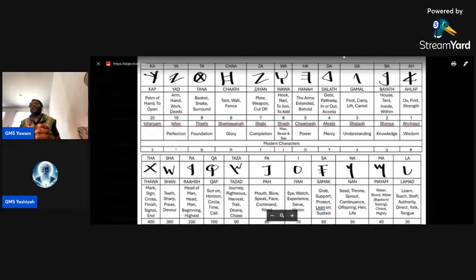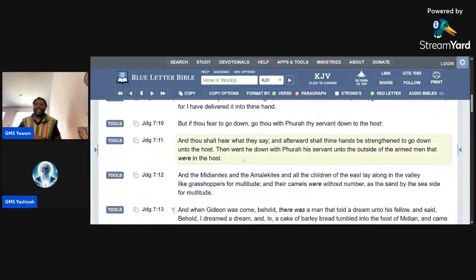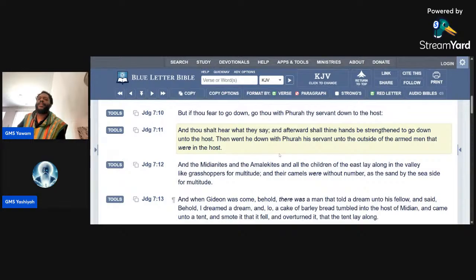Because when we're going into each letter, all right, again, it corresponds with a different thought, a different number, and a couple different words, you see, but it all has one root meaning in the letter. So it says, Judges chapter 7 and verse 11, "And thou shalt hear what they say, and afterward shall thine hands be strengthened to go down unto the host." Then went he down with Phurah his servant unto the outside of the armed men that were in the host.